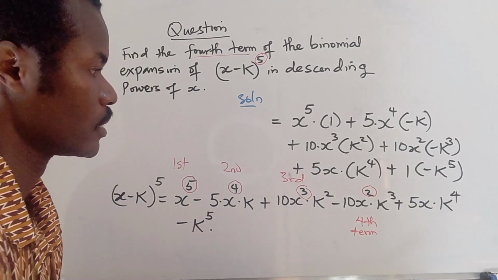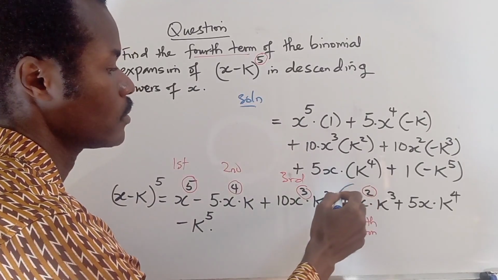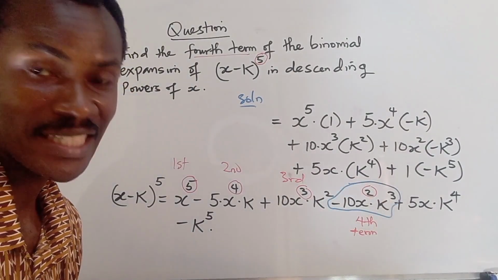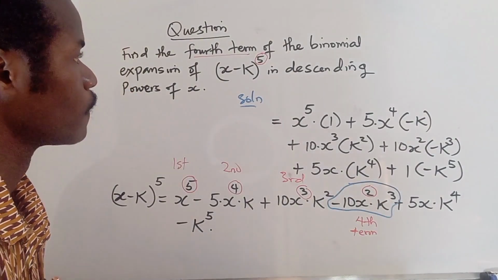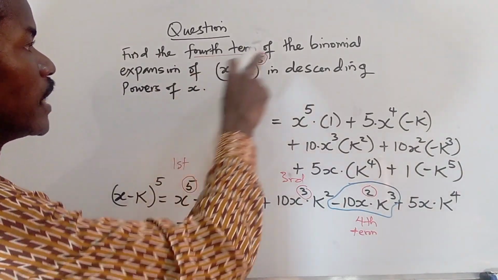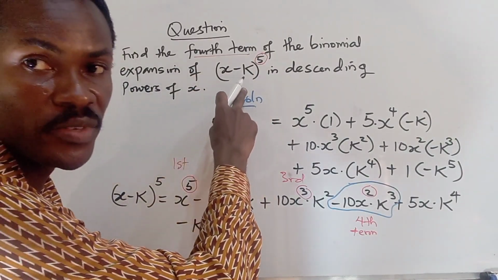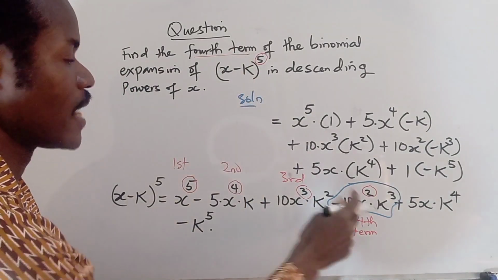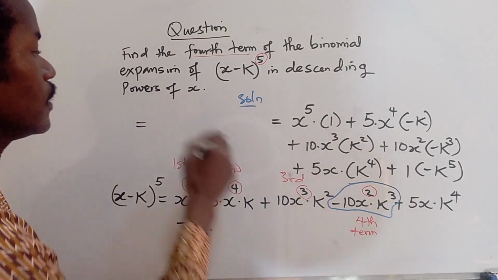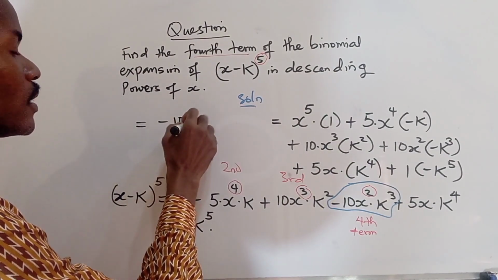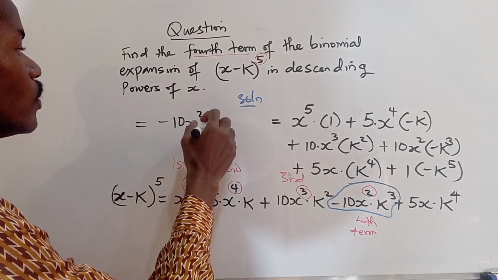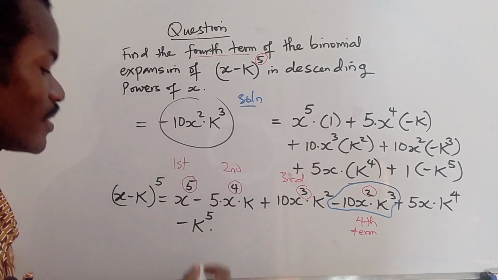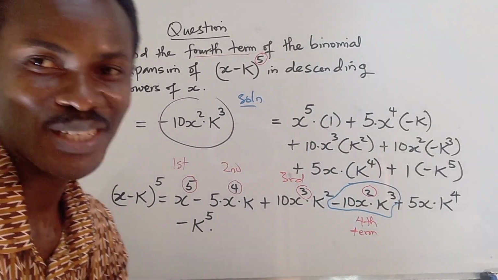So the fourth term is minus. Let me just circle it out. All this gives us the fourth term in the binomial expansion of x minus k in brackets raised to the power of 5. So our answer to this problem is going to be minus 10x to the power of 2 multiplied by k raised to the power of 3. So this gives us the solution to this problem.